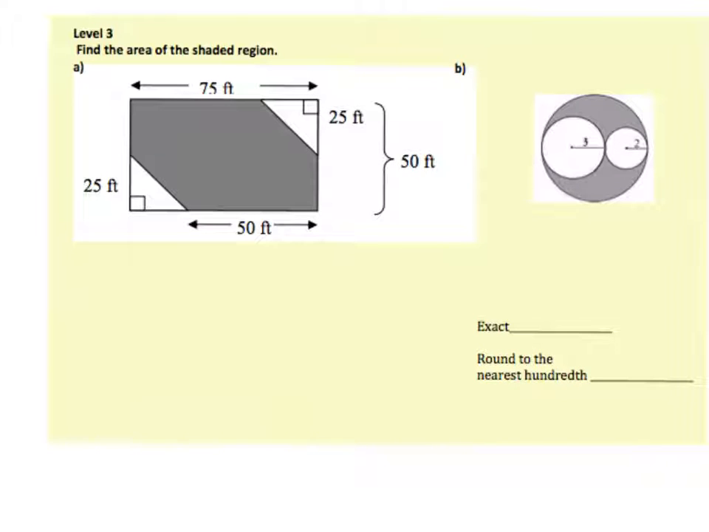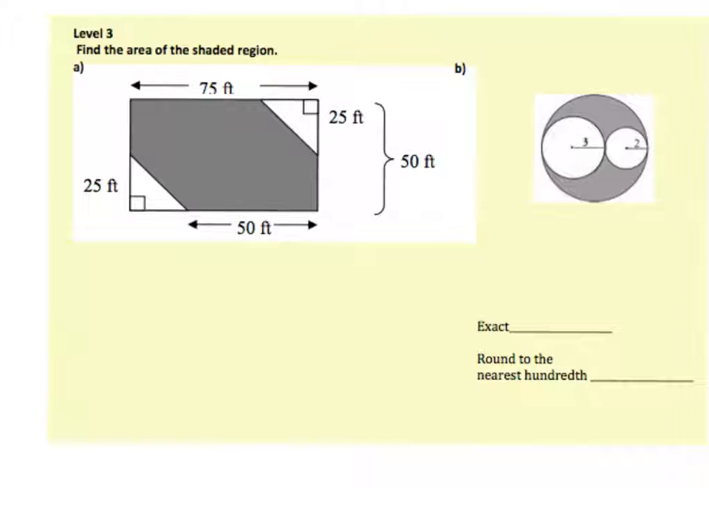All right, level 3 is finding the area of the shaded region. So here's the big picture that you want to think about when you're doing these problems. You want to find the area of the whole entire shape. If we're looking at A, we'd find the area of the rectangle. Or if we're looking at B, we'd find the area of the large circle. And then you're going to subtract the area of the white sections.